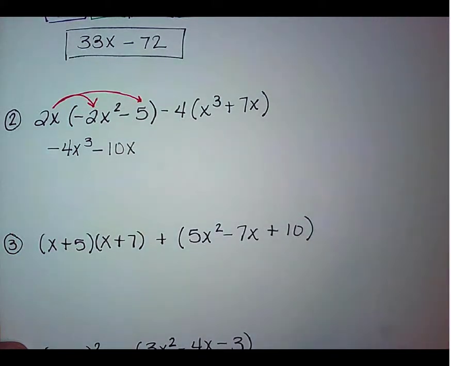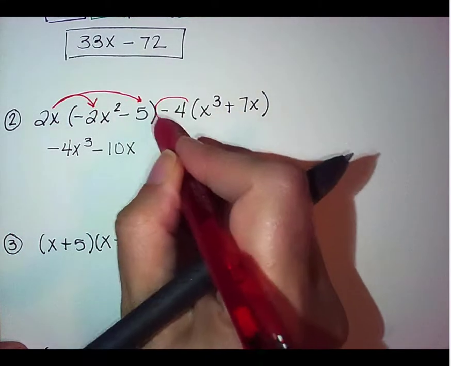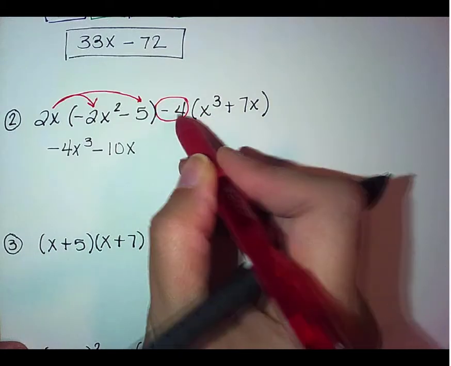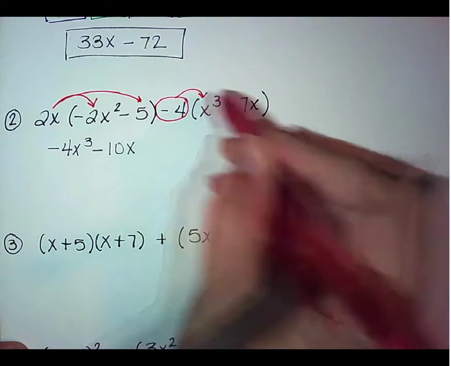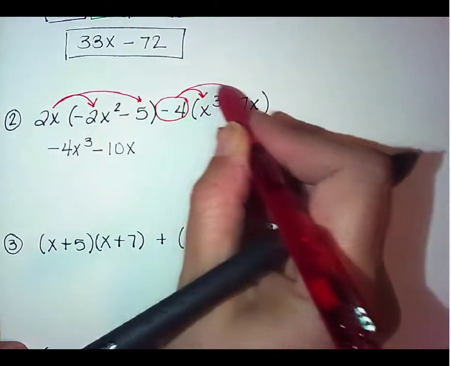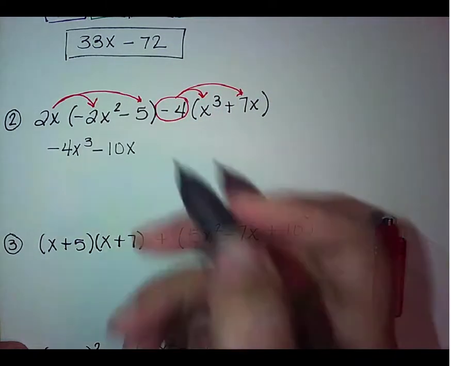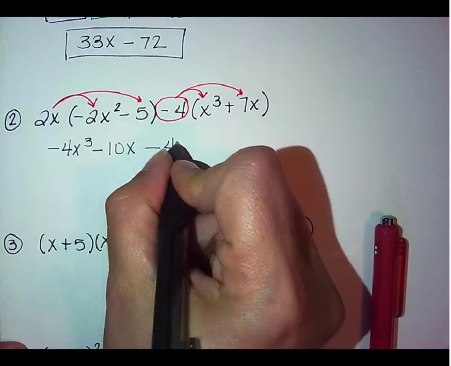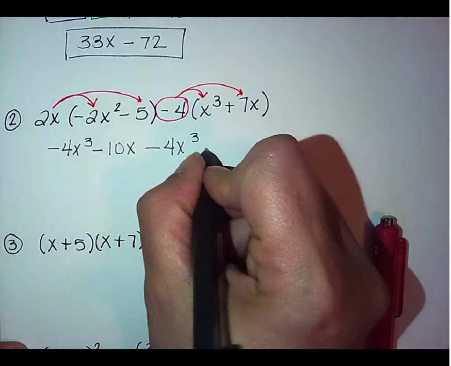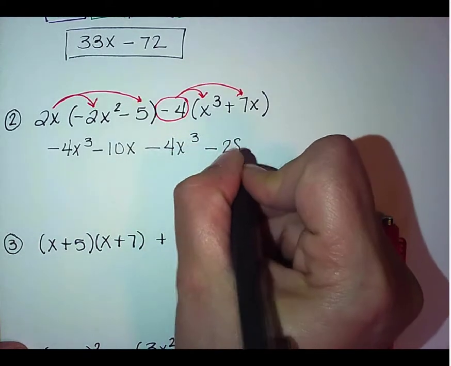And then when we do this negative 4 here, I want you to make sure that you keep that negative with that 4. So we're going to do negative 4 times x cubed and then negative 4 times 7x. So it's going to give us a negative 4x cubed and a negative 28x.